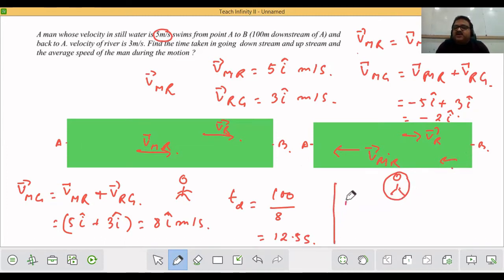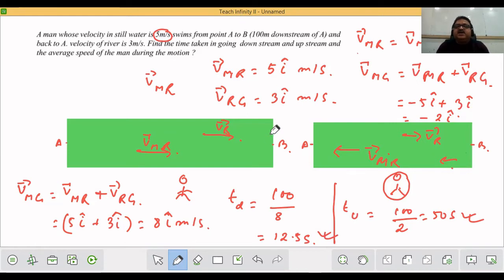Okay. Now, look at this calculation. What is the time taken in the upstream? During upstream, it is 100 by 2, that is 50 seconds. So this is the answer. Clear? This is the answer of the first part. This is the answer of the second part. But the next part is this.